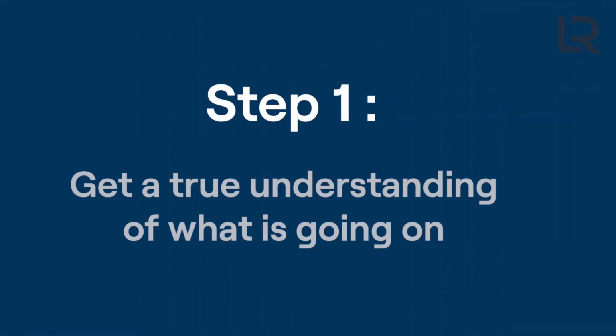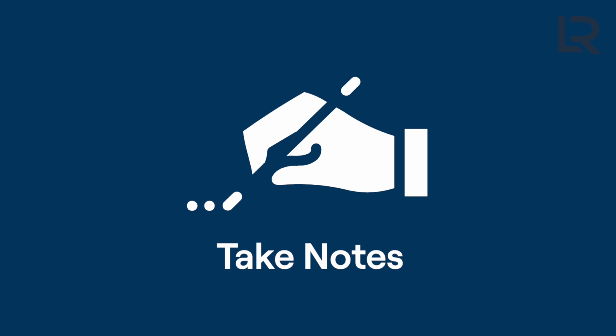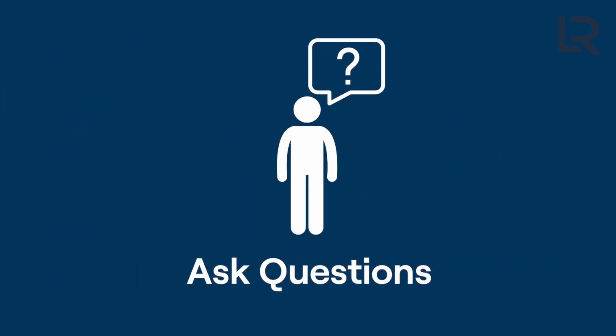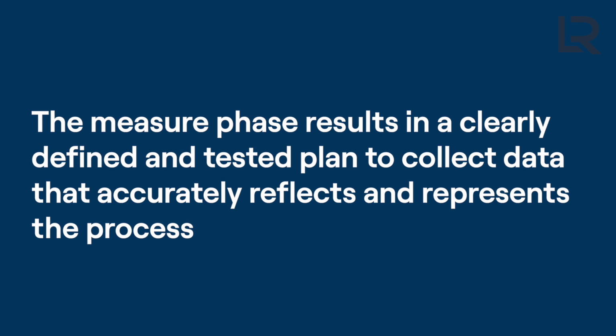The first step in our measure phase should begin by getting a true understanding of what is going on from start to finish. We can do this by taking what's called a Gemba walk, which involves taking a look at the whole process, seeing where exactly the work is getting done. Take note of any issues or inefficiencies you see. Ask the subject matter experts and workforce involved in the processes what their main issues are and what could make their jobs better. The measure phase results in a clearly defined and tested plan to collect data that accurately reflects and represents the process.